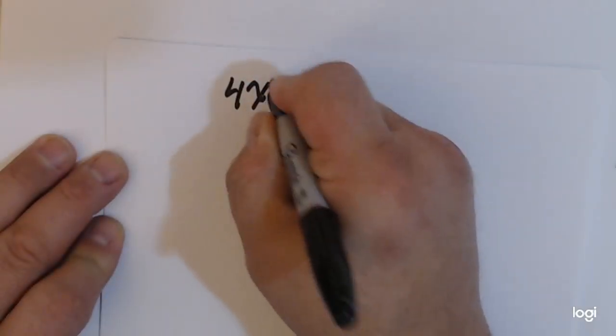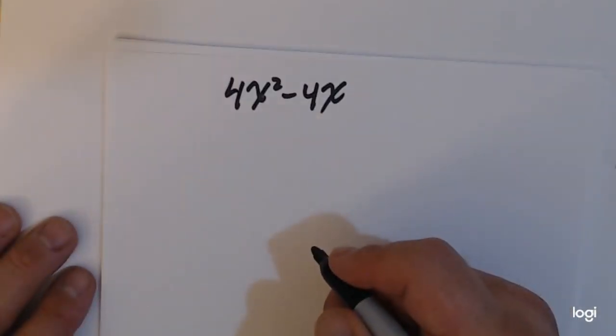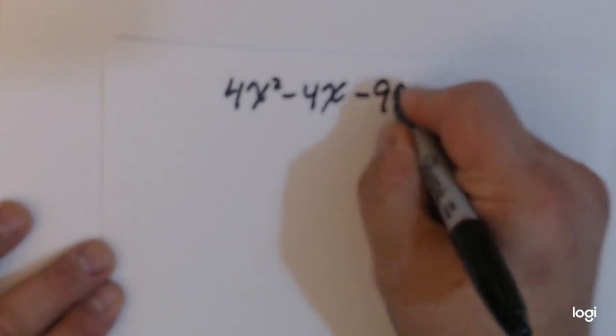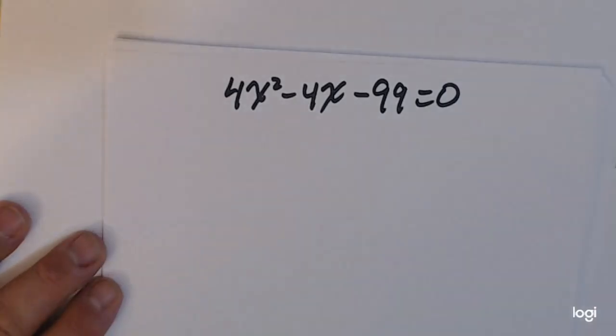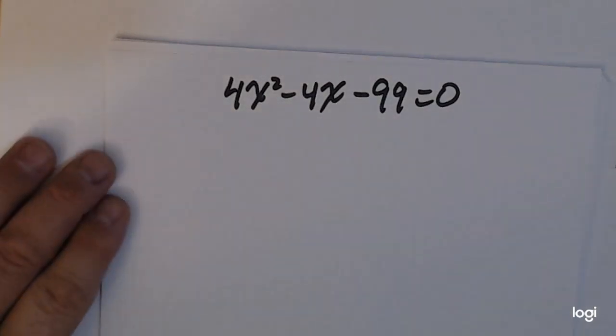Let's look at another problem. Let's see, what have I got here? How about 4x squared minus 4x minus 99 equals 0. Well, I bet you weren't expecting that.